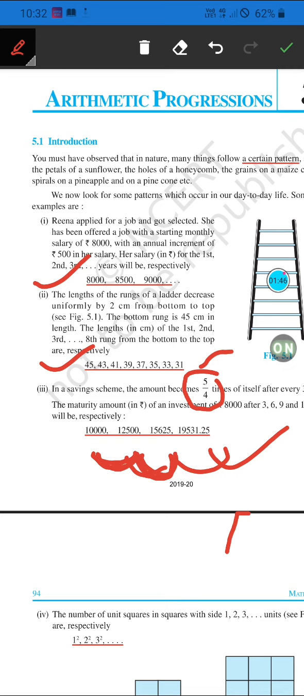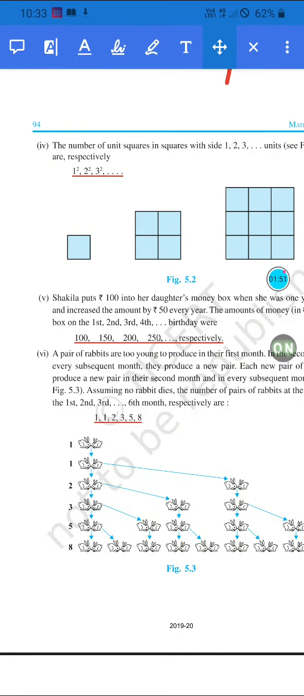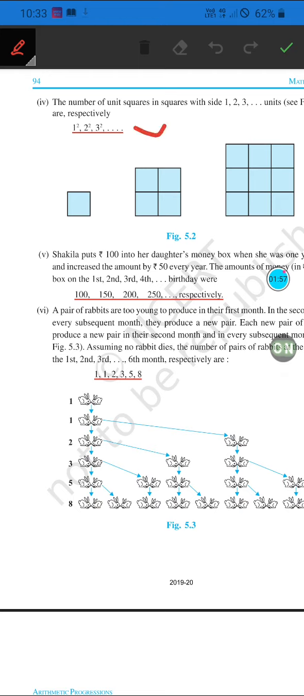Next, 1 square, 2 square, 3 square. What is the next number? 4 square, and the next number, 5 square. It is also one of the patterns. 1 cube, 2 cube, 3 cube, 4 cube. That is also a progression.